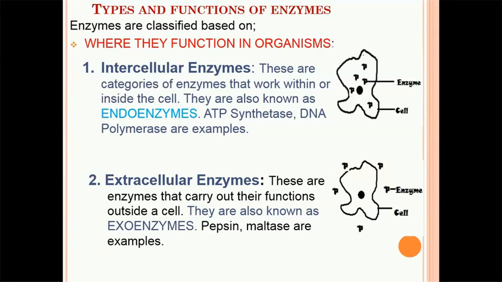Number 2, we have the extracellular enzymes. These are the enzymes that carry out their functions outside the cell. They are also known as exoenzymes. From the image, the enzymes are outside the cell, so they carry out their own function outside the cell. Examples include pepsin, maltase, sucrase, lipase, and so on.